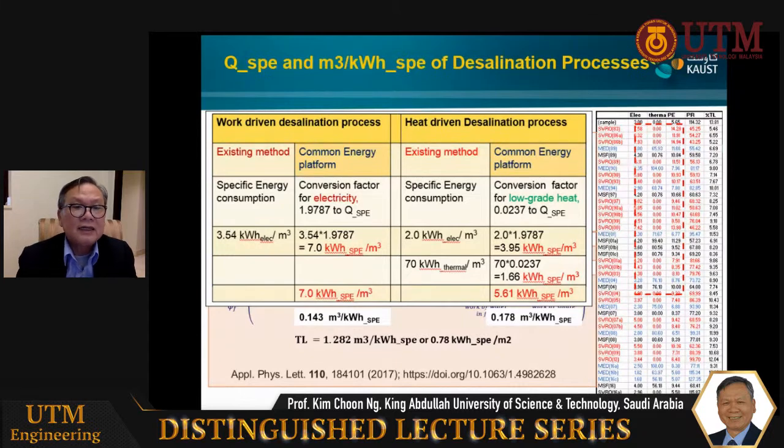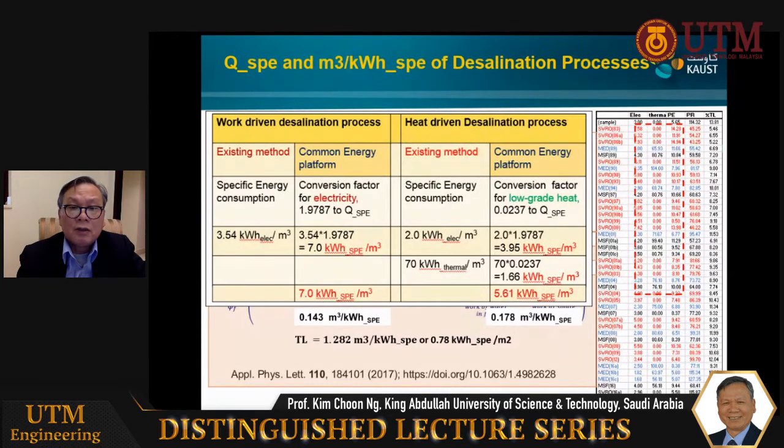And just in the same tradition of efficiency definition, which is usually defined as a useful product over the energy input, we can invert the standard primary energy per meter cube to meter cube per kilowatt hour of standard primary energy. In other words, for SWRO, it will be 0.143 meter cube for the consumption of 1 kilowatt hour of standard primary energy, whereas for the MED it is 0.178 meter cube for 1 kilowatt hour of standard primary energy.